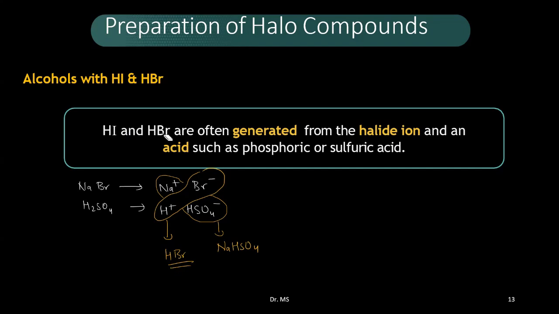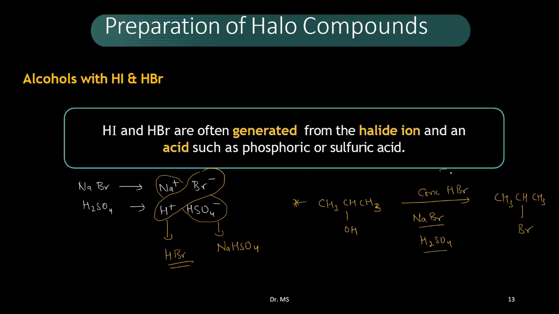That's how you are getting hydrogen bromide. That's what he's saying: hydrogen iodide and hydrogen bromide are generated by using the halide ions. Here the halide ion is Br minus. How did you get that halide ion? By using sodium bromide, in the presence of sulfuric acid, H2SO4, which turns into H plus and HSO4 minus. So this reaction can be written like this: CH3CH(OH)CH3, in the presence of concentrated HBr, using NaBr and H2SO4, gives CH3CH(Br)CH3. I know you will directly remember this reaction, but you don't have any idea why you use NaBr and H2SO4. You use NaBr and H2SO4 in order to create the HBr, giving HBr and NaHSO4, and then you get CH3CH(Br)CH3.